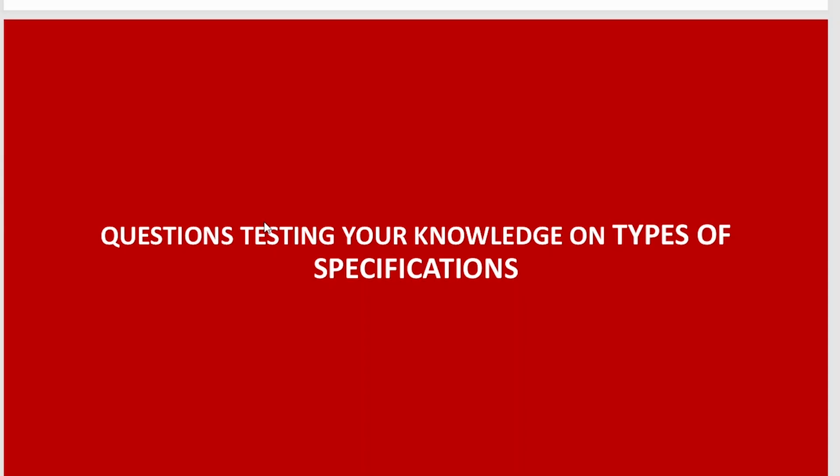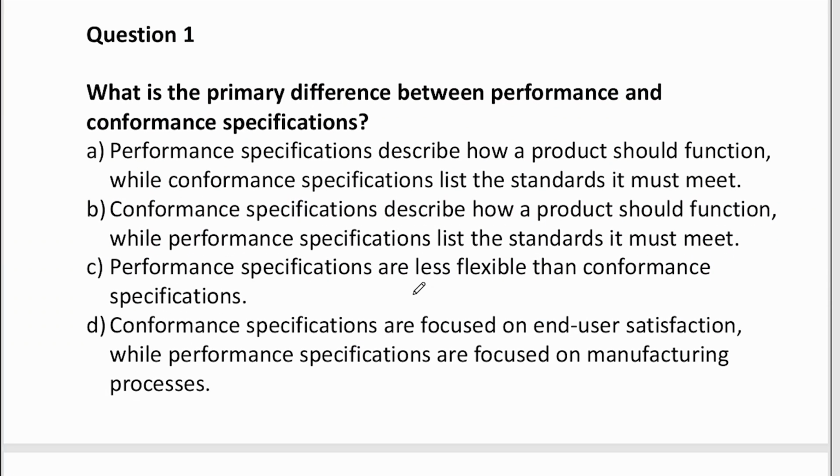Now, regarding the questions, let's talk about that. In this case, you have questions testing your knowledge of the various types of specification. You're talking about questions like, what is the difference between performance and conformance specification? So performance specification describes how a product should function, while conformance specification lists standards it must meet.